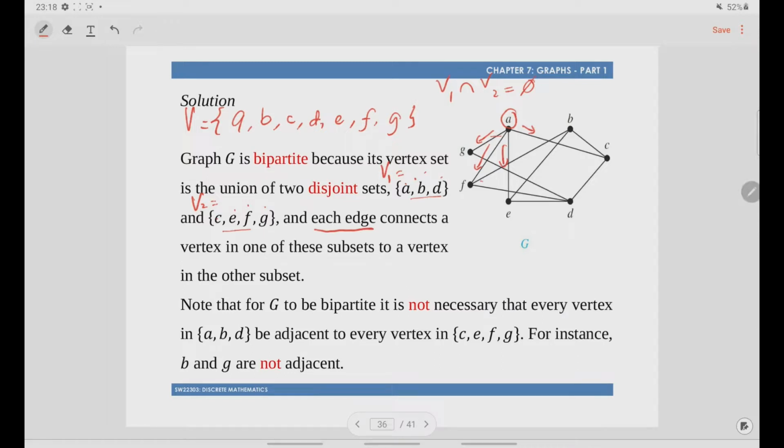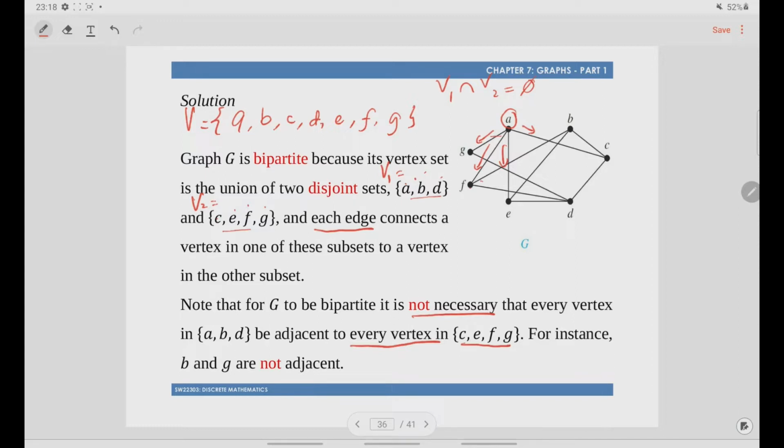Note that for G to be bipartite, it is not necessary that every vertex in ABC be adjacent to every vertex in CEFG. For example, B and G are not connected. It is not necessary to connect to all 4 entries in V2. For example, B only connects to F, E, and C, but it is not adjacent with G. Doesn't matter, it is still bipartite.